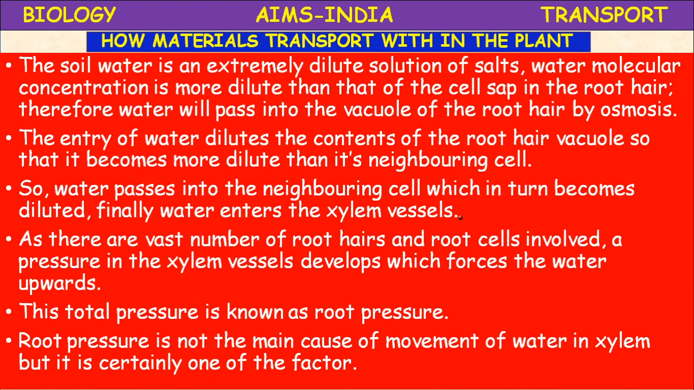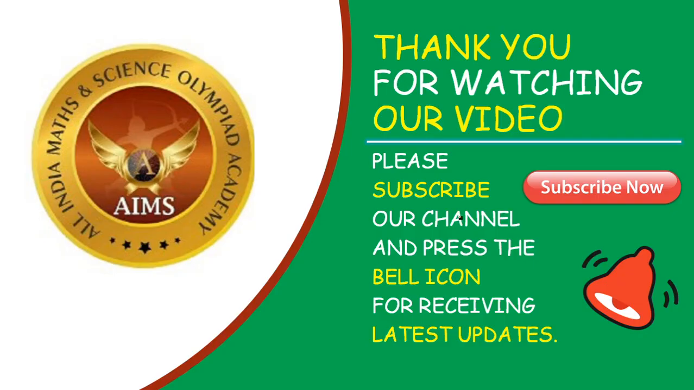As there is a vast number of root hairs and root cells involved, a pressure develops in the xylem vessels which forces water upwards. This total pressure is known as root pressure, the pressure exerted by the root hair cells to push the water upwards. Root pressure is not the main cause of the movement of water in the xylem, but it is certainly one of the factors which helps in the transport of materials in plants.